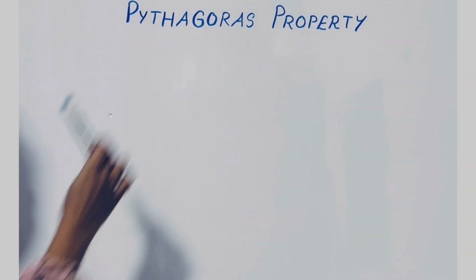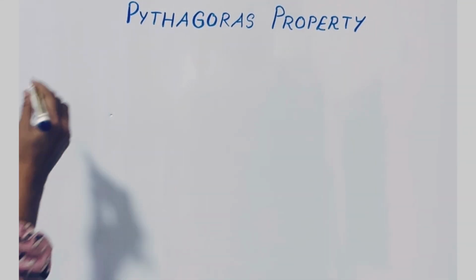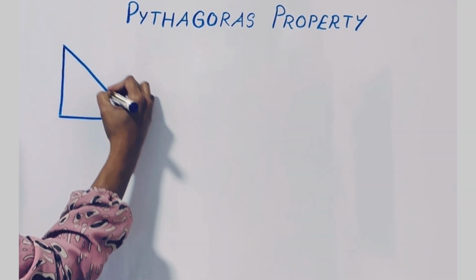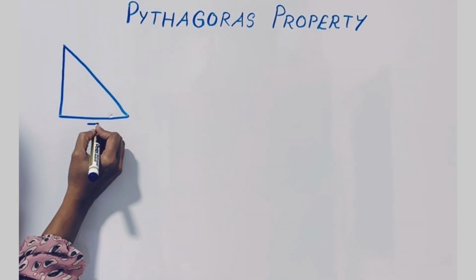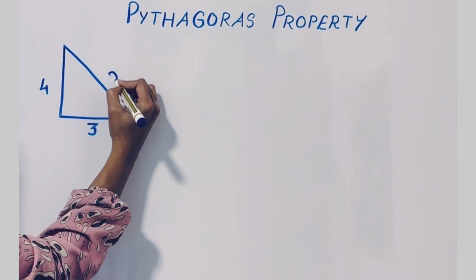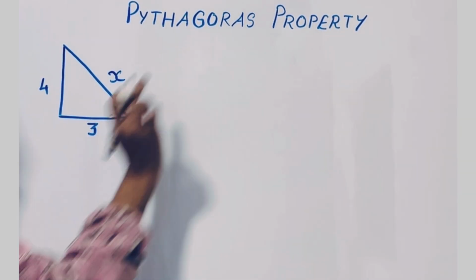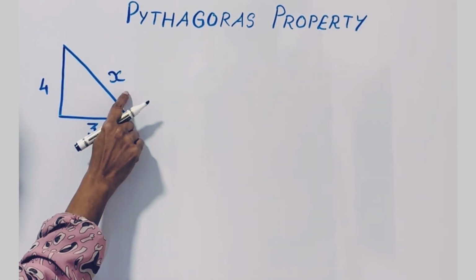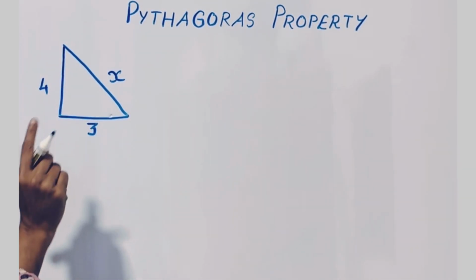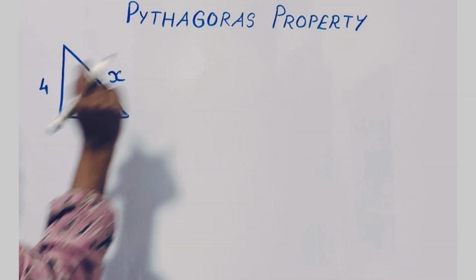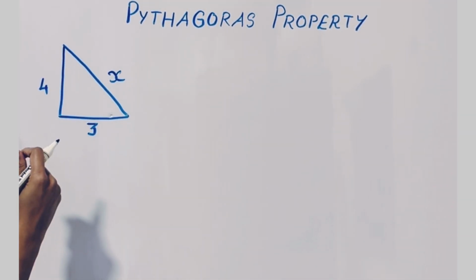What is Pythagoras property? The property which is applied only in a right triangle. In a right triangle, if any side is missing, we can find that missing side using Pythagoras property. So this property is mainly used to find the missing side in a right triangle. Here, the sides of the right triangle have some names.